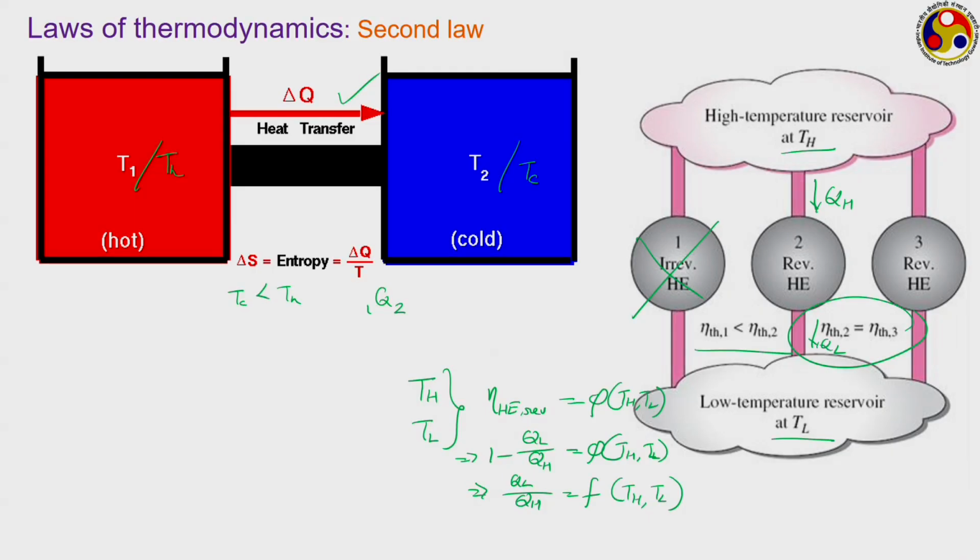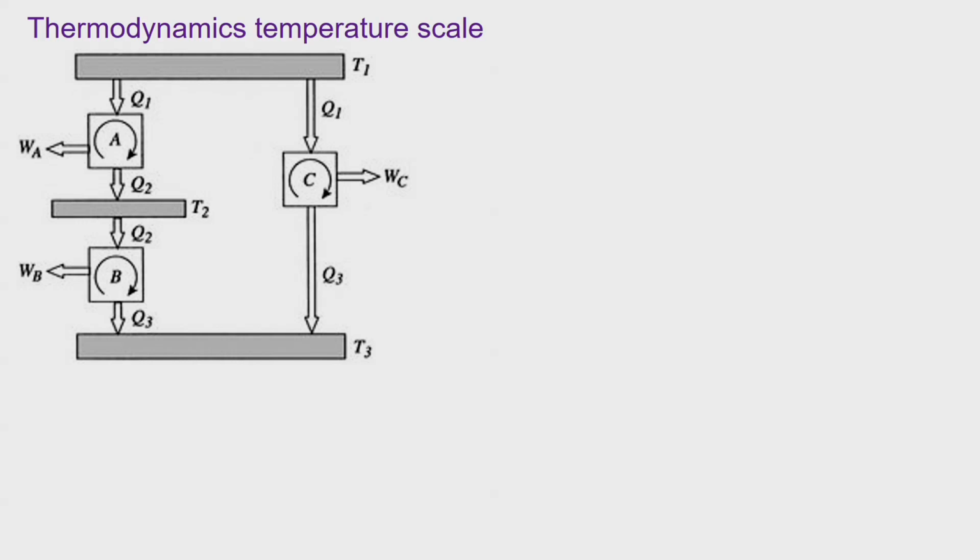To derive the expression for this function f, we know that the efficiency or the corresponding ratio of heat transfer is a function of only the two temperatures. Now, we have to identify the nature of this function f. So, here we consider this particular situation. Here we have three reservoirs, one at temperature T1, one at T2 and one at T3. Here T1 is greater than T2, which is greater than T3. So, there are three engines also, A, B and C.